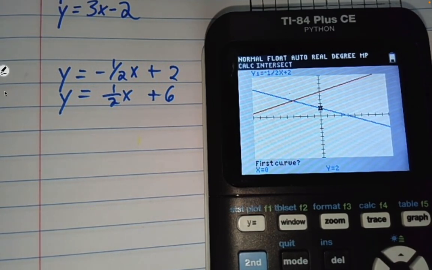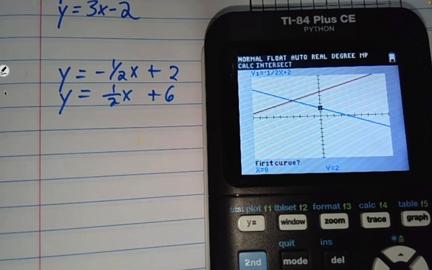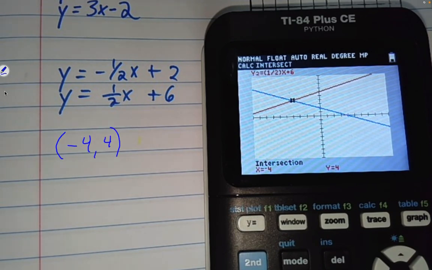And then how many times do we press enter? 3 times. And don't go too fast, because if you do, it's like it doesn't do one of them. So you press enter, enter, and then on the guess, you press enter again. And it'll say intersection once it's found its answer. There's the answer. It's -4, 4. So if it was just a multiple choice question, you are done. You don't even have to graph it.